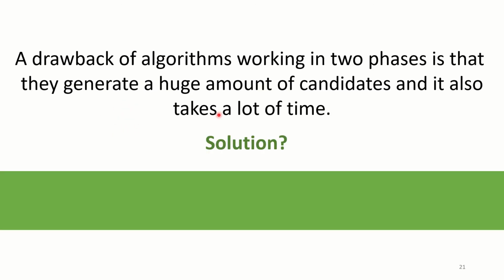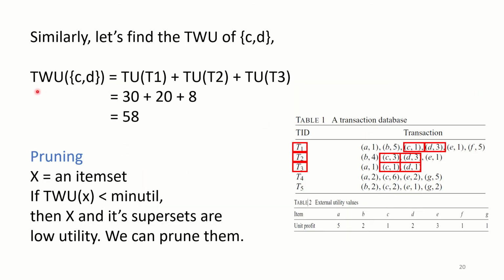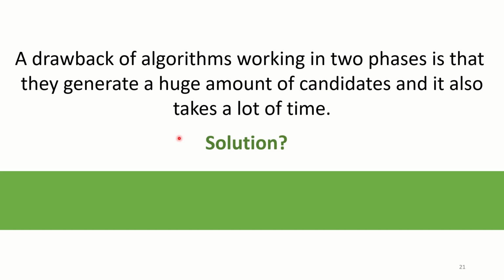A drawback of algorithms working in two phases is that they generate a huge amount of candidates, and it also takes a lot of time. So we have seen that they first find the TWU, then they have to prune it to find the HUI. So there are two phases. So we need a solution for that.